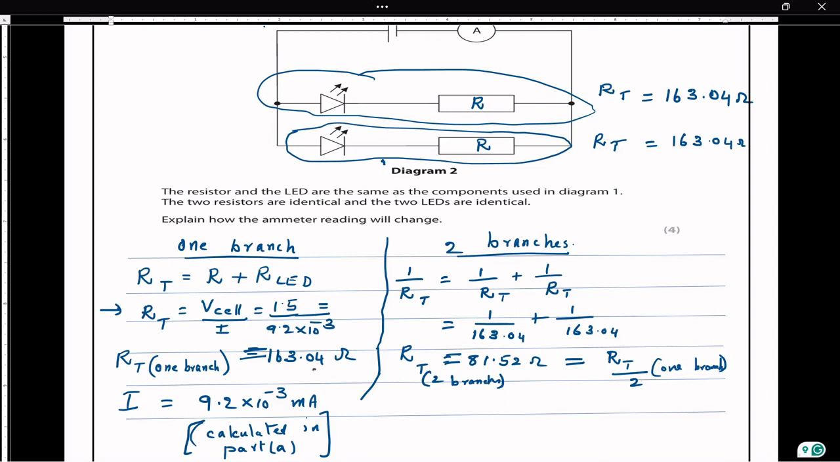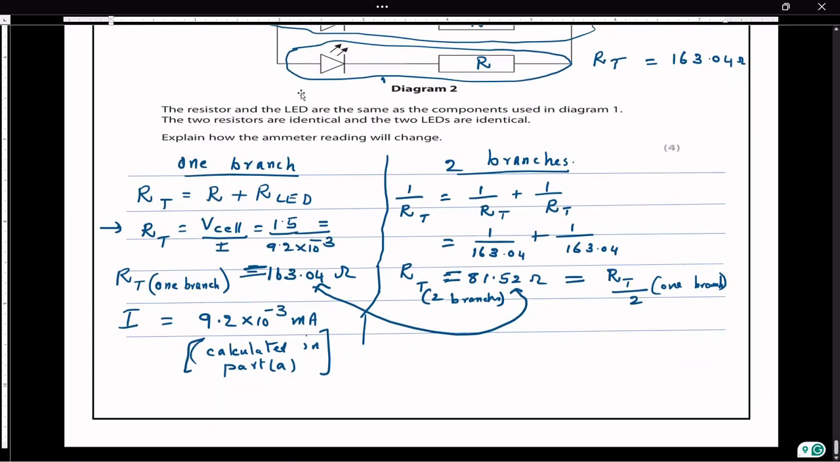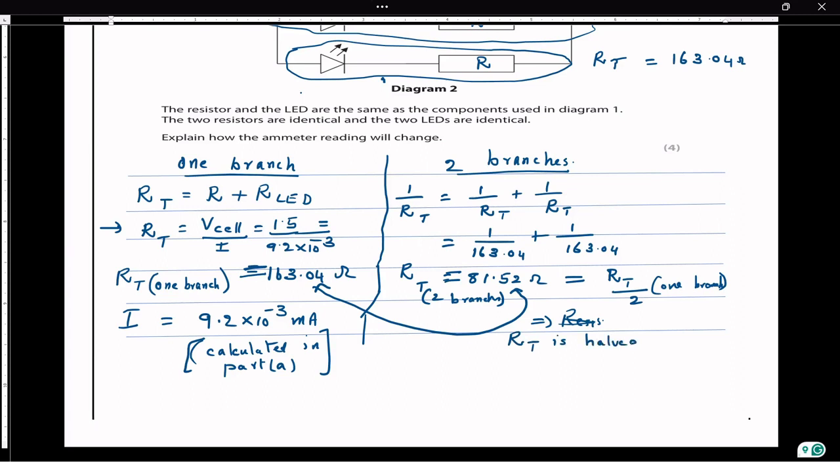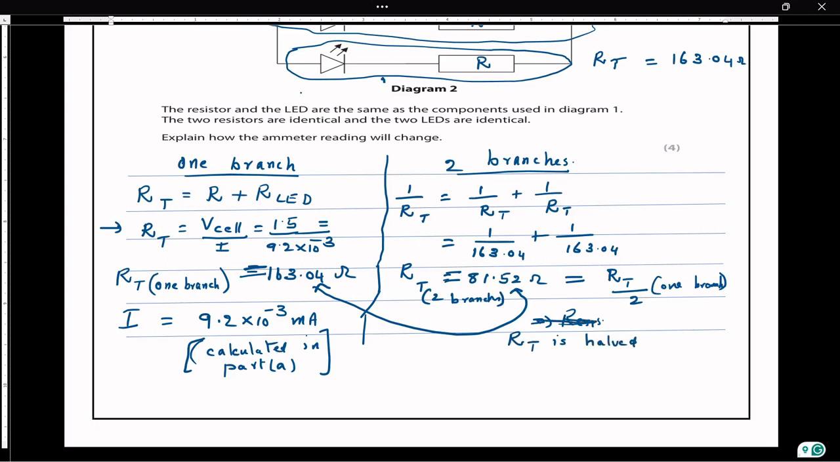Let us compare and see. RT of one branch is this value, and RT of the second one is this one. This is half only. So here you can see the resistance is halved. As a conclusion we can say that the total resistance RT is halved.